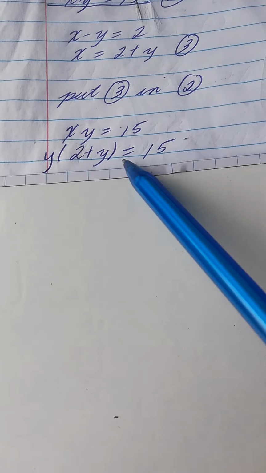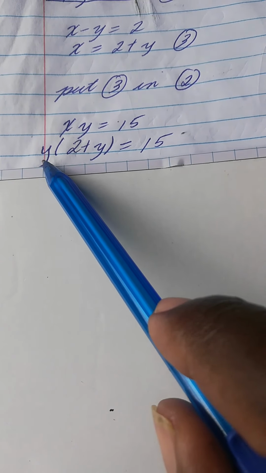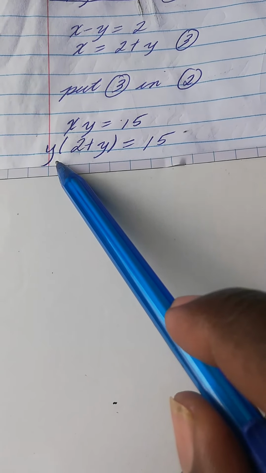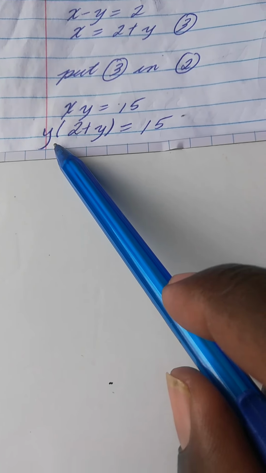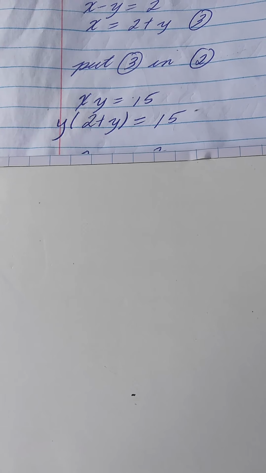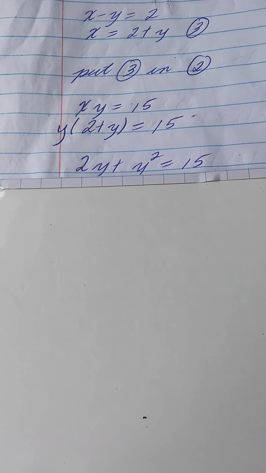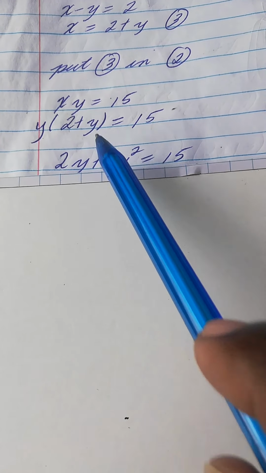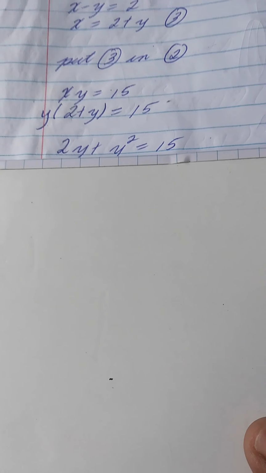Now we're going to remove the bracket using the distributive law, which just means that we multiply the 2 and the y by the y that's outside. We multiply everything inside by what's on the outside. So 2 times y gives me 2y, y times y gives me y squared, and that is equal to 15.